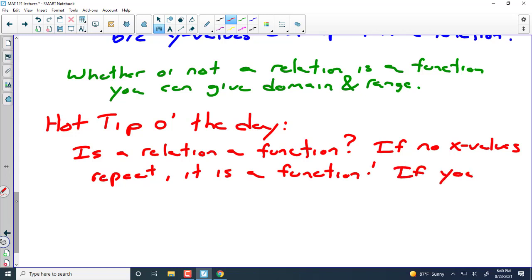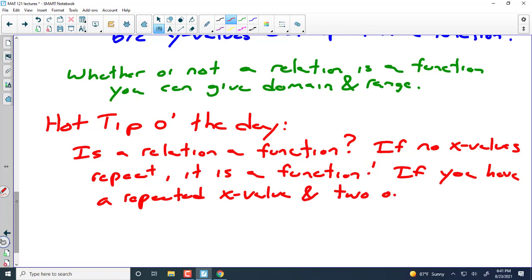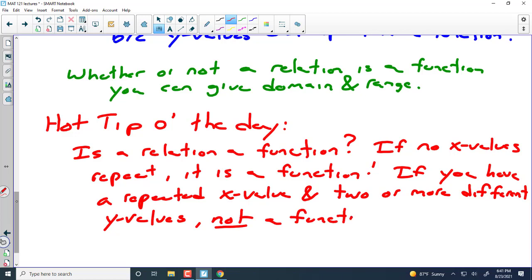If you have a repeated x value and two or more different y values, it is not a function.